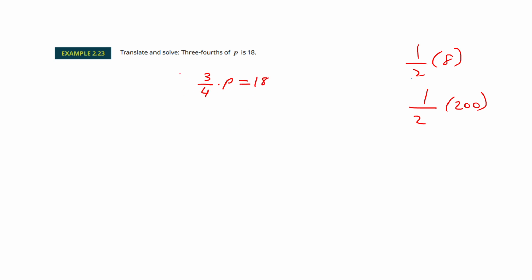Now we've seen how to tackle this. We're going to flip this upside down. It really is just division, but it's keep, change, flip, so you can just multiply it by 4/3 on both sides. You're left with p equals, now I'm going to reduce this. 3 and 18 reduce, and I get 24.